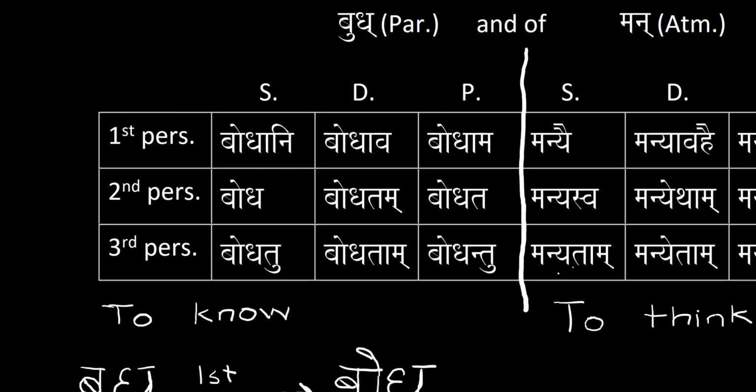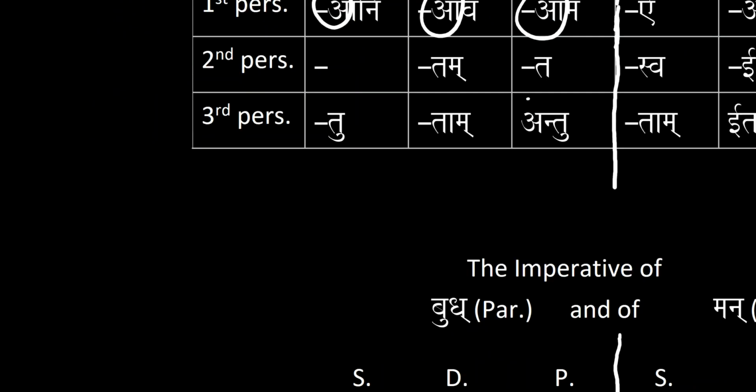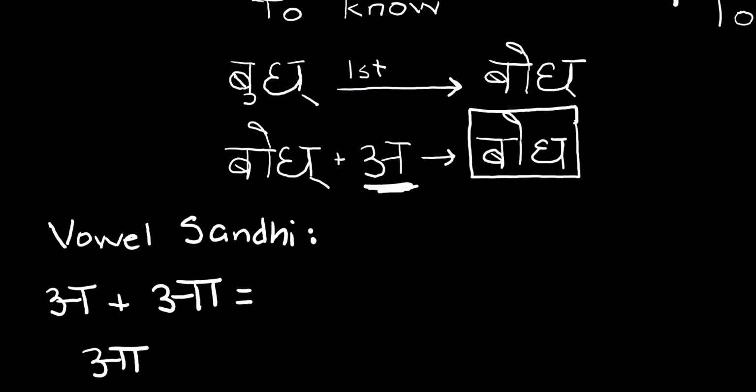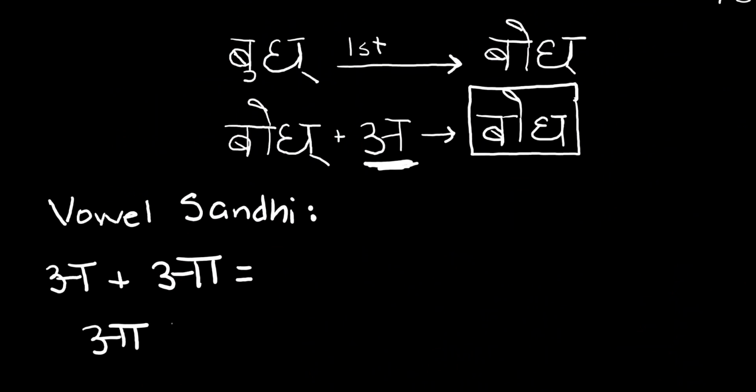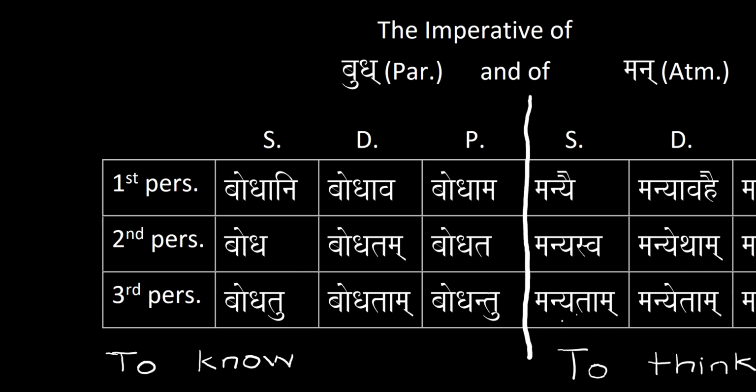And the vowel sandhi that we have to keep in mind, because of the ones that we circled, is the vowel sandhis with the long a. So a plus long a gives you long a. That's why you end up with third person singular, dual, and plural: bodhatu, bodhatam, and bodhantu. Second person singular, dual, and plural: bodha, bodhatam, and bodhata. First person singular, dual, and plural: bodhani, bodhava, and bodhama.